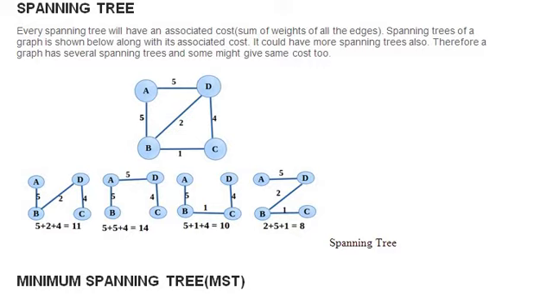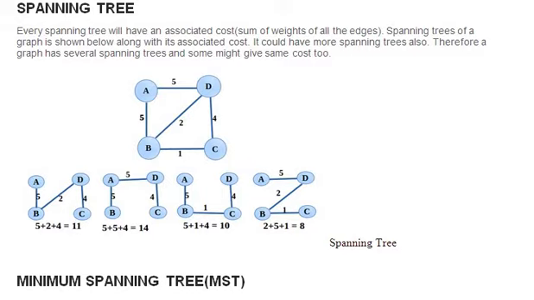Look at this undirected graph with 4 nodes A, B, C, D. So what are the possibilities of spanning trees? Check it out. So we have 4 different possibilities. If we start with A to B, B to D and D to C, the total cost is 11. So we have weights 5, 2, 4, and next is 14, and next is 10, and next is 8. So we need to find out the shortest path.